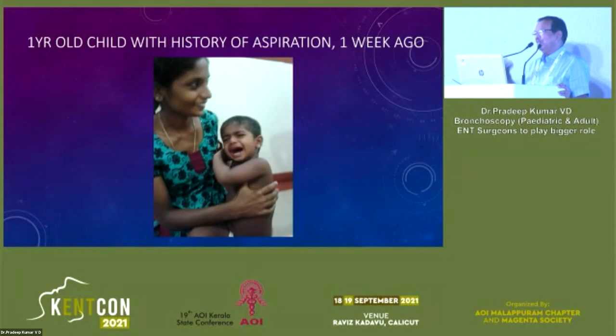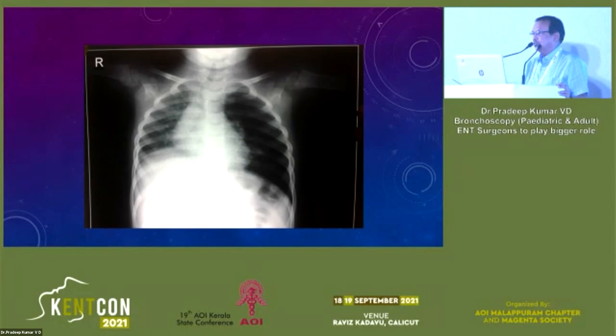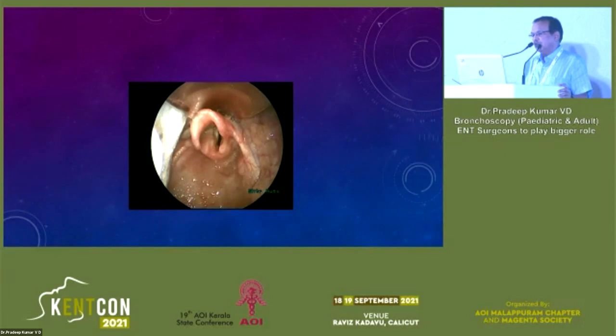So after 1 week, when the child was brought to the hospital, this was the X-ray. There is hyperinflation on one side, and a mediastinal shift. The diagnosis is very sure, and not much investigation is needed. So I decided to do the bronchoscopy. Again, remember, this is the 0-degree endoscope.